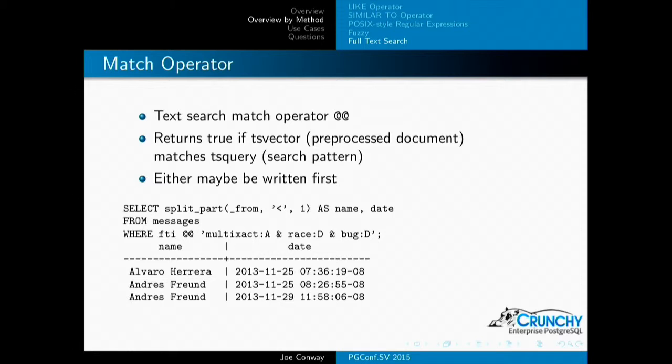In full text search, the match operator is @@. This is going to return true if the tsvector matches the tsquery. And it doesn't matter which one is on which side of the operator. So in this case, this part in the target list was just to make sure I wasn't showing email addresses for other folks than myself, because I didn't want to aggravate anybody. But I'm matching my tsvector column using the operator against a query that says I want multi-transact in the subject and the words race and bug in the body of the email. And that comes up with three different hits.